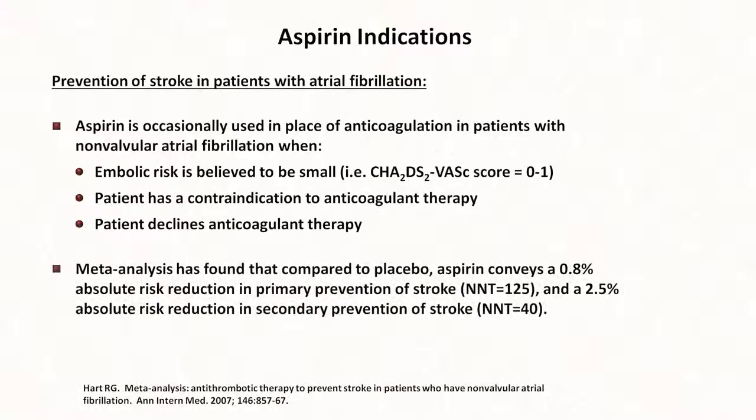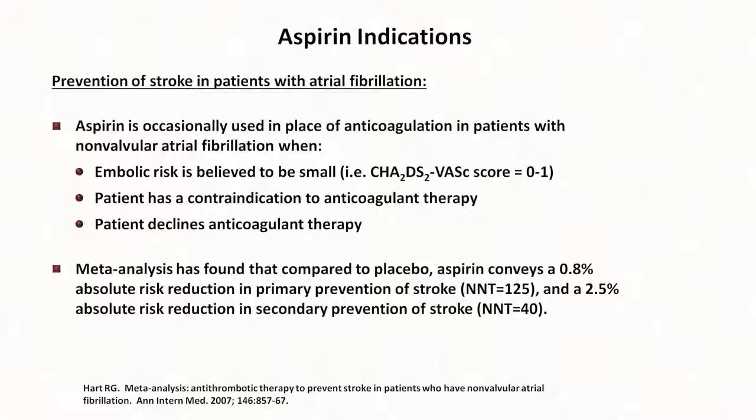A meta-analysis has found that compared to placebo, aspirin conveys a 0.8% absolute risk reduction in the primary prevention of strokes in patients with non-valvular AFib, and a 2.5% absolute risk reduction in the secondary prevention of stroke. Although those numbers may sound pretty small, considering that aspirin is very cheap, well tolerated at low doses, and the consequences of a stroke potentially so profound that both the risk-benefit and cost-benefit ratios are still quite favorable.